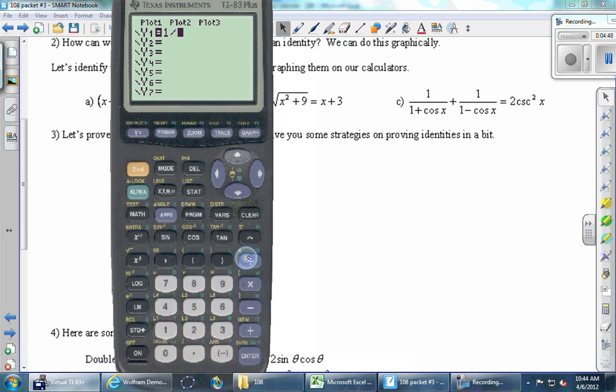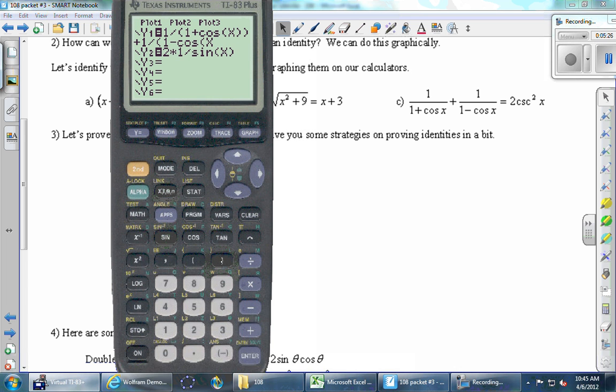1 over, note the parentheses, 1 plus cosine x, plus, and then we'll do the other fraction. And I don't have a cosecant squared. I don't have a cosecant button. How do I type cosecant on the calculator? 1 over sine. It's the only way to do it. So I'm going to type 2 times 1 over sine.